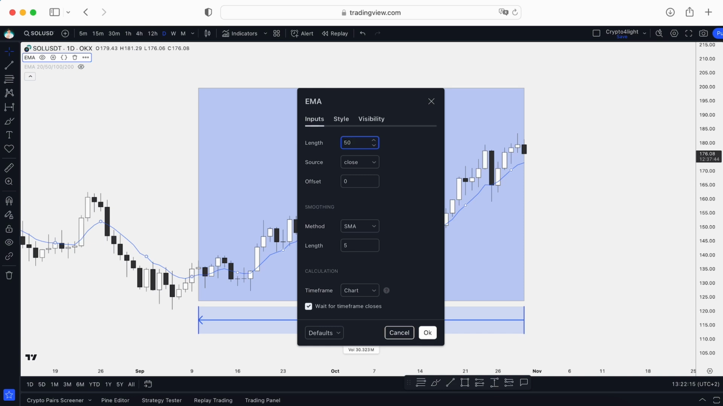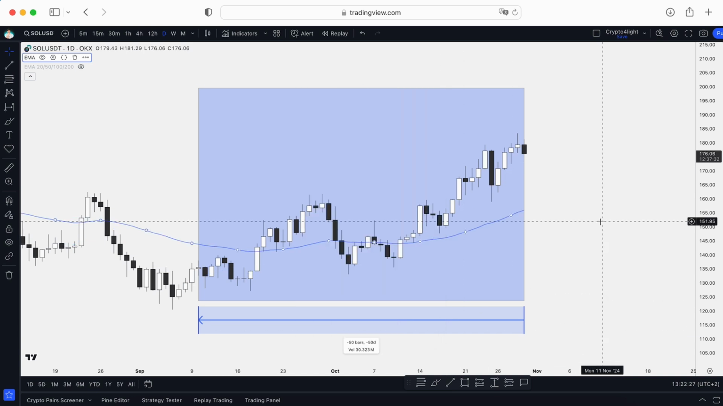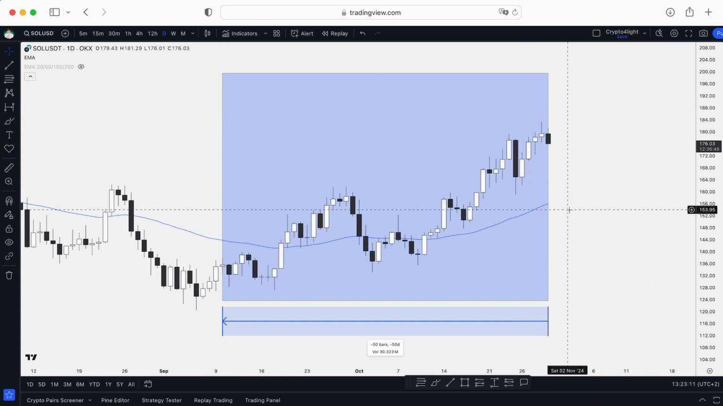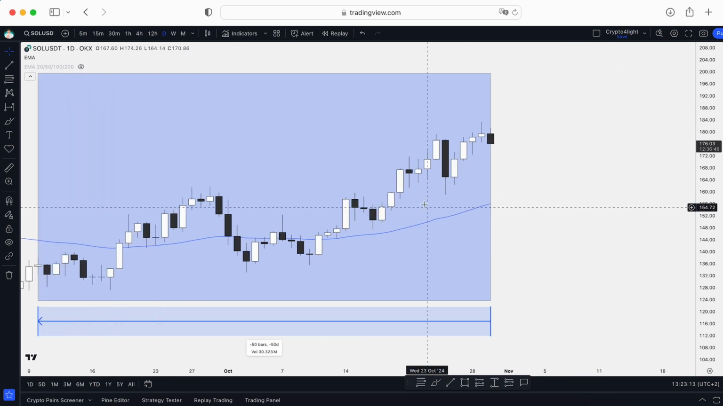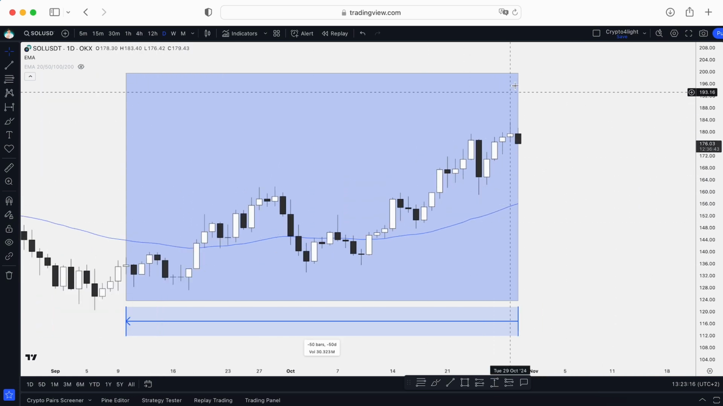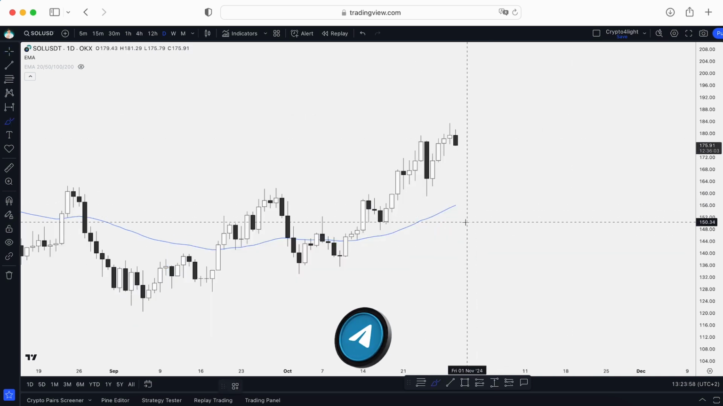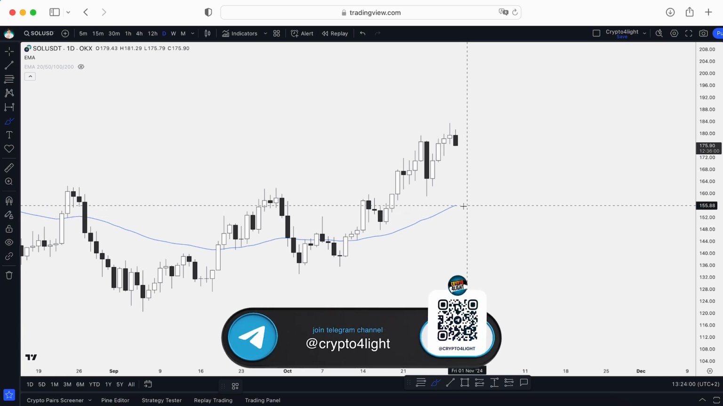Just for example, 50, I mean, I would like to see the average price by candle close over the last 50 days. So we add up all of those 50 candle close prices and divide by 50. And in this case, the average price of all of these 50 days on SOL USDT, just as an example, is now 155. And the logic of this line is the same as with the regression channel.